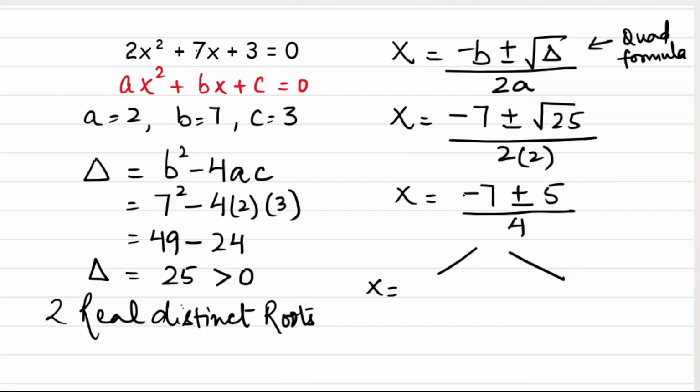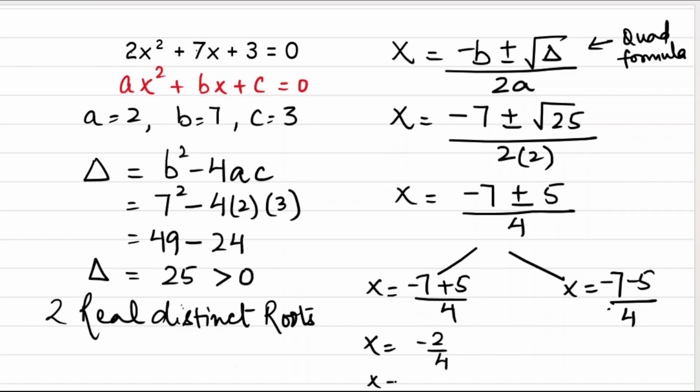So x is minus 7 plus 5 divided by 4, and on this side x is minus 7 minus 5 divided by 4. My bad, this will come over here. So it is divided by 4. Now, x equals minus 7 plus 5 is minus 2. Minus 2 over 4 is minus half.